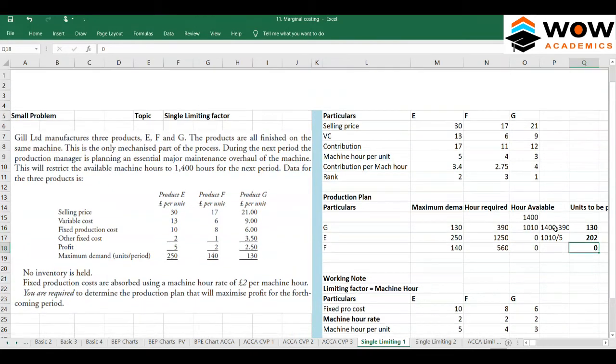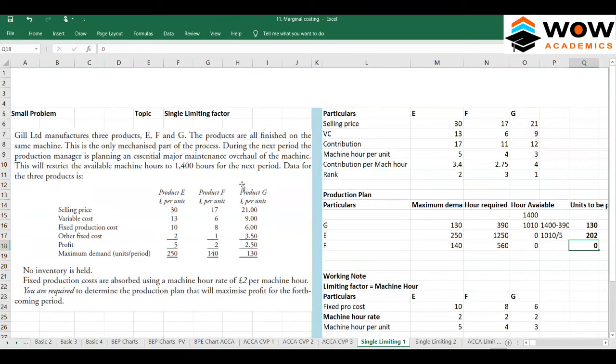So this is actually a short-term technique, because next month or next quarter, the machine hours can increase or decrease. It can go in any manner. So this production plan is only valid till the hours available is going to be the limiting factor. If this limiting factor hours increases from 1400 to 2000, then we have 2000 hours available, so our production plan will change. The current production plan is only for the current data that is given. When the data changes, the units to be produced and the production plan will also change.